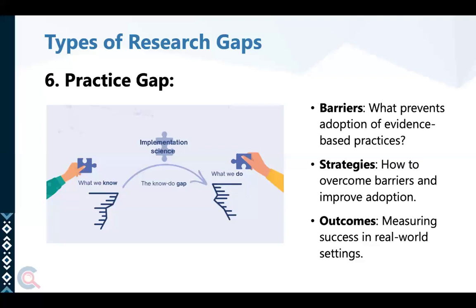Is it really working? So I think this is a very exciting area, and I think more people should consider doing implementation science kind of work and learning more about it. So this concludes the types of research gaps that are out there. So I'm going to touch on some key points here, which I think are quite interesting, which is how do research gaps come into existence, or how do they emerge?